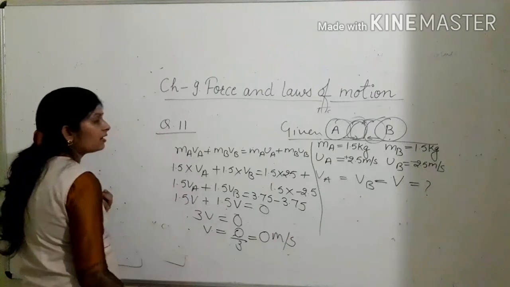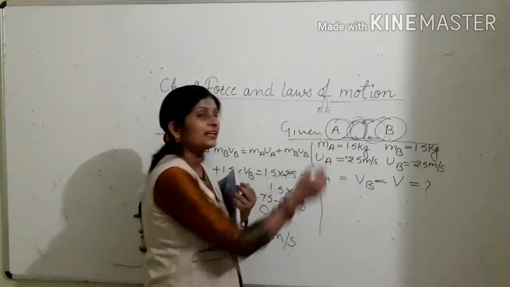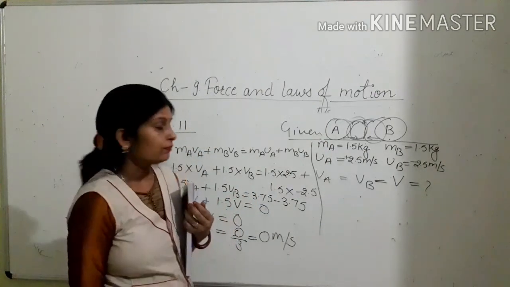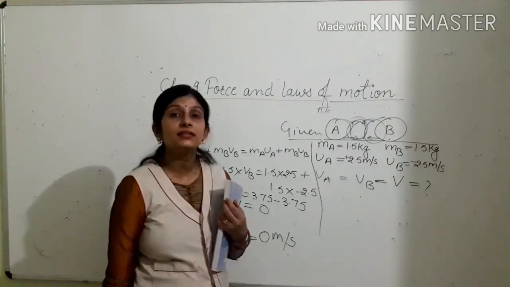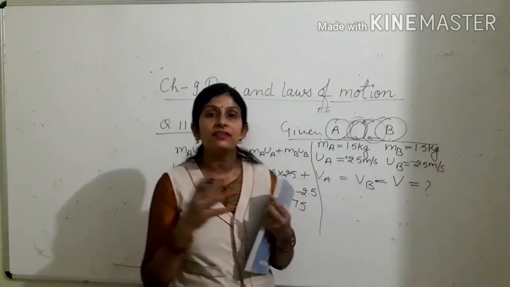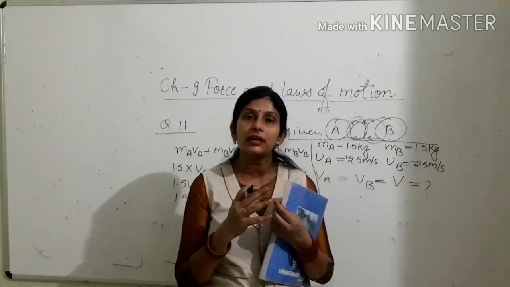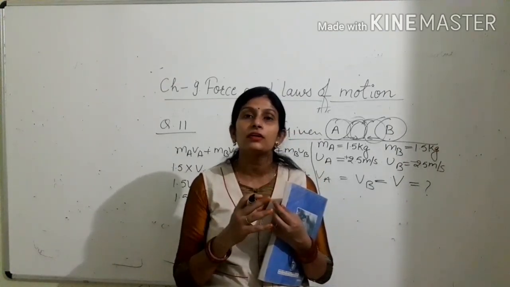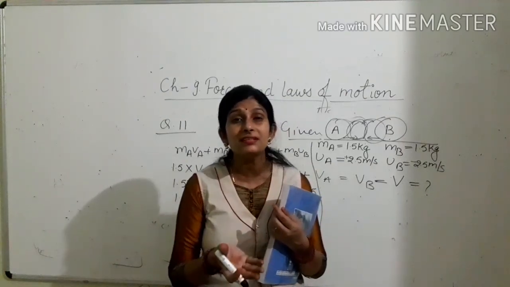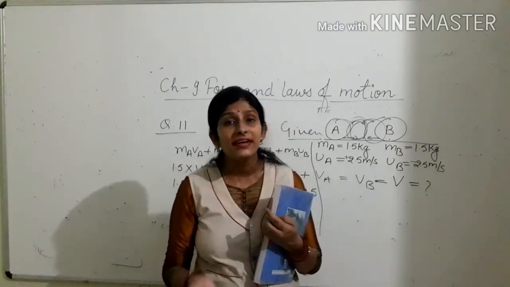So what is the final velocity of that single combined object? 0 meter per second. Means when they collide with each other, they stick with each other, they become a single combined object and move with same final velocity, that is 0 meter per second, means they come to rest after collision.